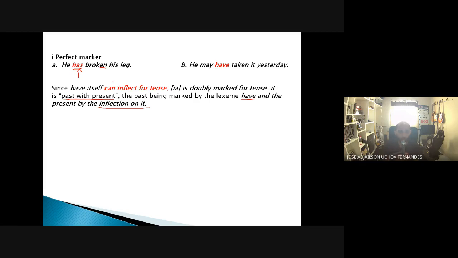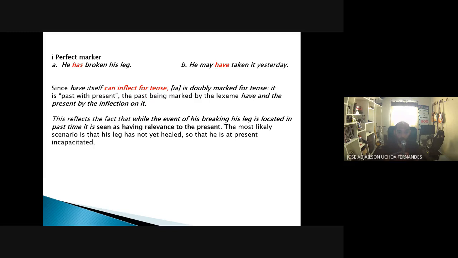Do you know what I mean? The perfect tenses with have, I have finished my homework. Well, although I use have and a verb in the participle, I'm talking about the past, something I have done in the past with a present consequence. That's why we say it's past with present. It's expressing the past, but using a verb with a present structure. Okay?